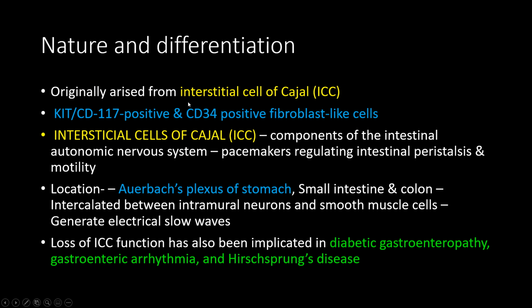GIST is seen originating from interstitial cells of Cajal, and GIST specifically shows KIT or CD117 positivity and CD34 positivity. These interstitial cells of Cajal are pacemakers regulating peristalsis and motility. They are located in Auerbach's plexus of the stomach and are intercalated between intramural neurons and smooth muscle cells in the small intestine and colon. Loss of interstitial cells of Cajal function has also been implicated in diabetic gastroenteropathy, gastroenteric arrhythmias, and Hirschsprung's disease.